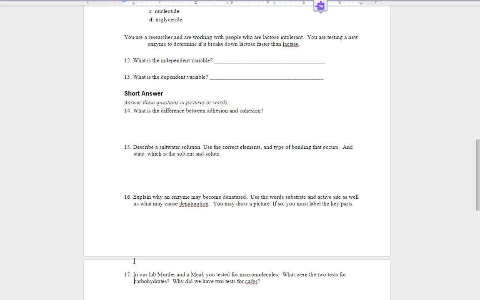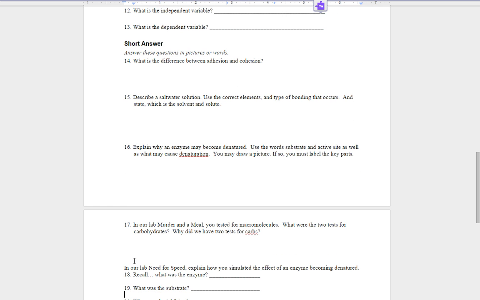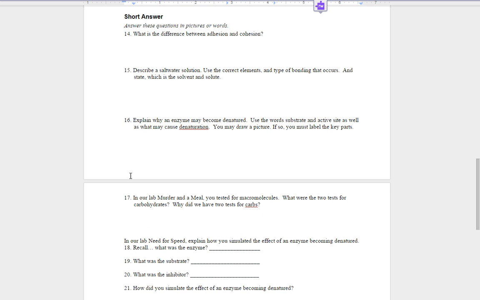All right. 16. Three more topics. 16. Explain why an enzyme may become denatured. Use the word substrate and active site, as well as what may cause denaturation. You may draw a picture. If so, you must label the key parts.